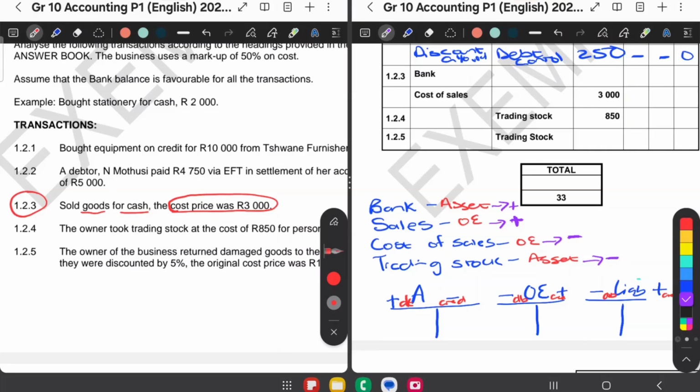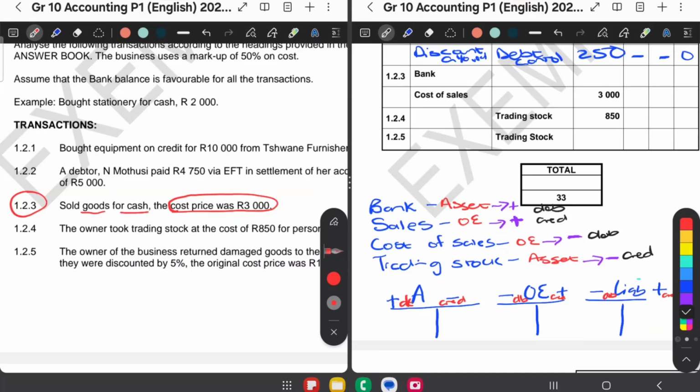Okay, let's do debit and credit. So bank is an asset, plus. Asset and plus, can you see there? The plus is on the debit side. So this account will be debited. Owner's equity and plus is this side, so this will be credited. Cost of sales, owner's equity and minus, is this side. That's a debit. Assets and the minus is this side. That's a credit.